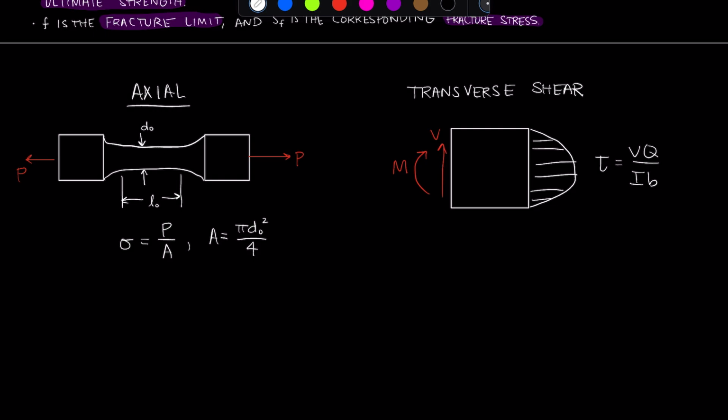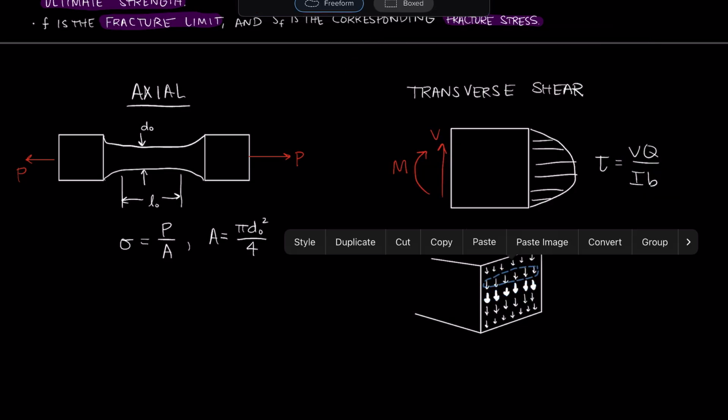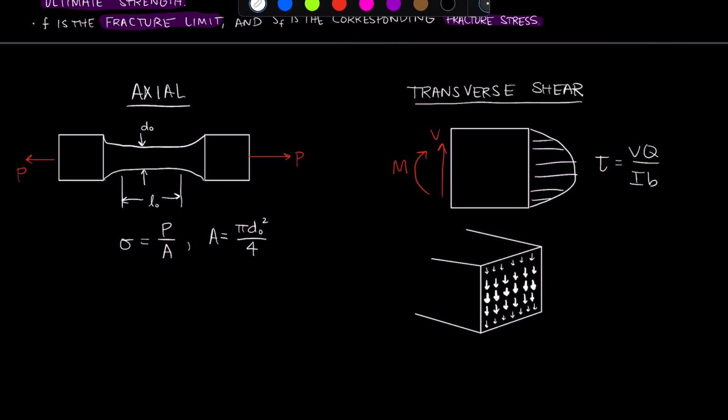Let me actually draw this from the side. I think it's easier to see. Okay, so the transverse shear stress is going to be 0 on the top and bottom surfaces, and very small near those surfaces. And then as we get closer to the center of the beam, it's going to get bigger. All right, so that's transverse shear.